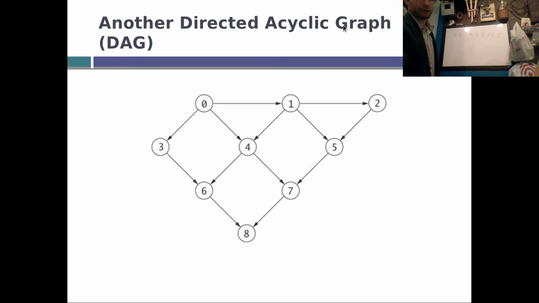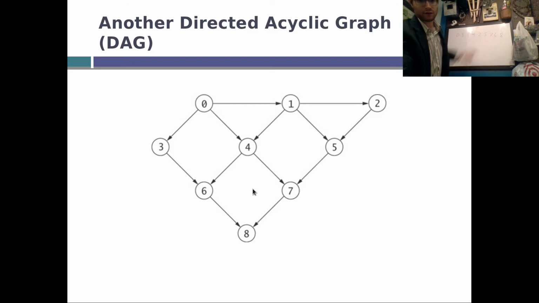We have an edge from 0 to 3, 0 to 4, 0 to 1. So that's fine. Then we have an edge from 3 to 6, and 3 to 4. So that's fine. 1 to 2 and 1 to 5. So that's fine. 4 to 6 and 4 to 7. So that's fine. 2 to 5. So that's fine. And then 5 to 7, that's fine. And then 6 to 8, that's fine. And of course 7 to 8. And then 8 goes nowhere. So that's a valid topological sort.